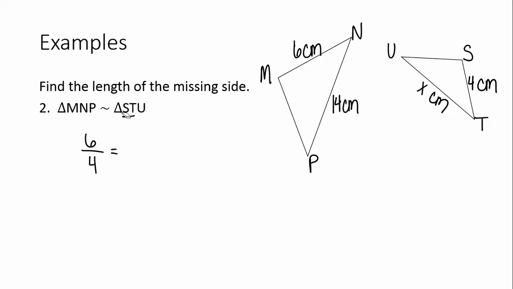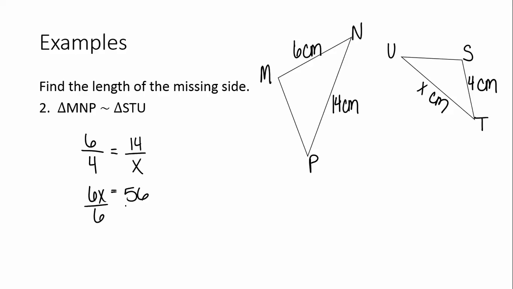We can then see that NP is similar to TU, so 14 over x. Remember, you need to be picking the same parts on top, the same triangle on top. Both of those numbers come from this triangle on top, and both of the numbers on the bottom come from the triangle on the right. So we get 6x equals 56.